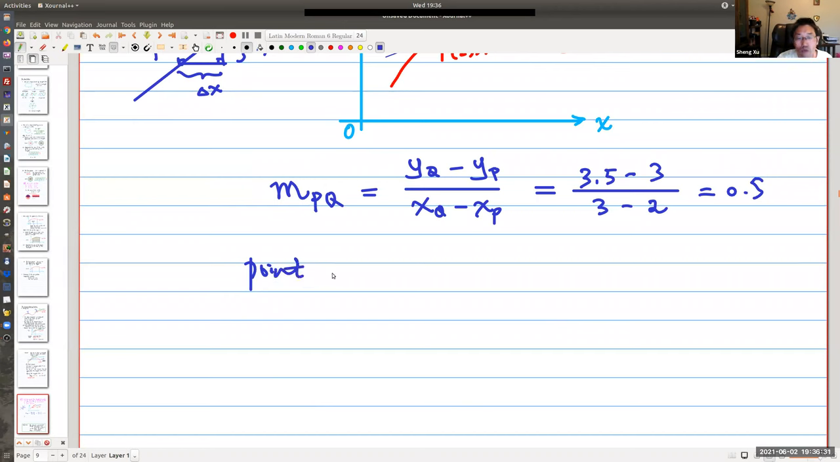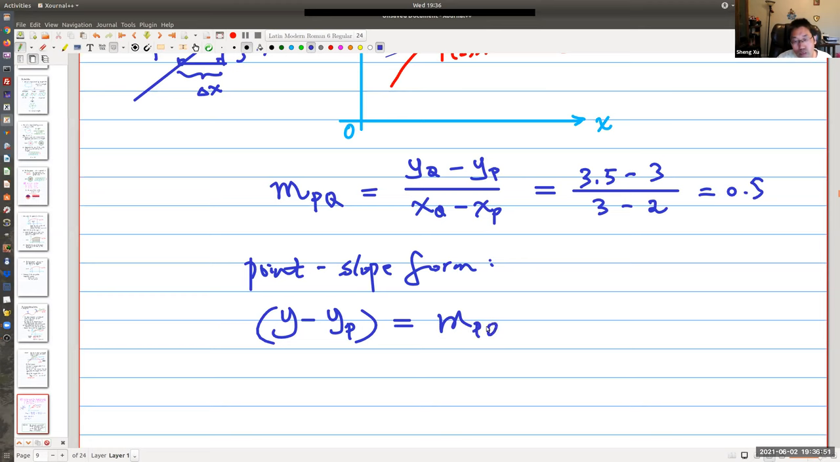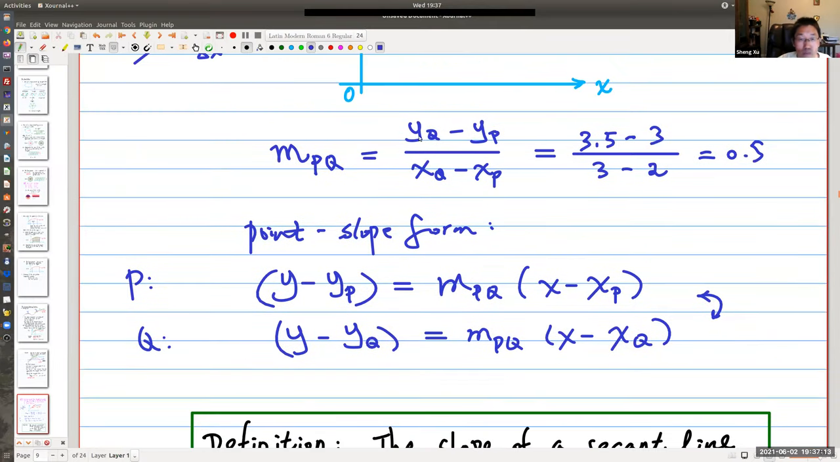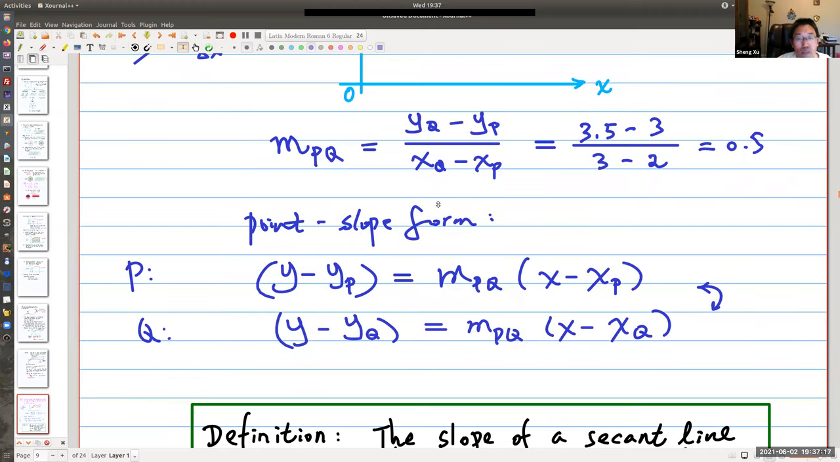Do I have a point? You can use P, you can use Q, it doesn't matter. I have a point on the line, and I know the slope is 0.5. Point-slope form. Suppose I use P. Then it's y minus yP equals the slope of this line times x minus xP. If I use the point Q, of course, you can write y minus yQ equals mPQ times x minus xQ. They will give you the same answer. Oops, I don't have enough space. Let me move this up a little bit.